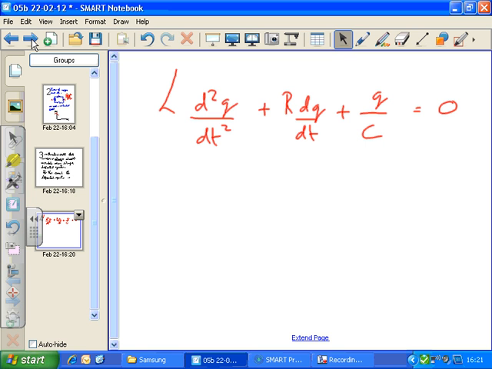What's the bit at the front? L, for the inductor. Right. L d2q by dt squared, R dq by dt, and q over C. That's the symbol for the charge.